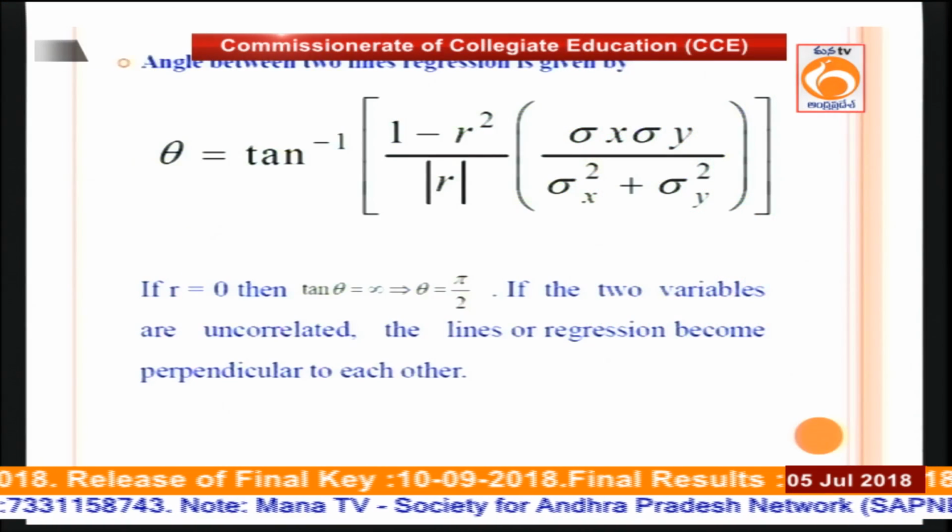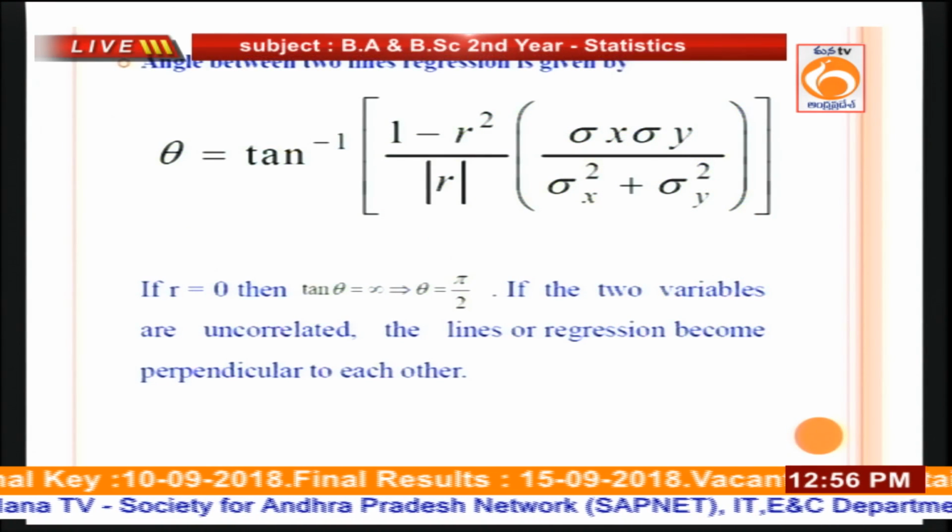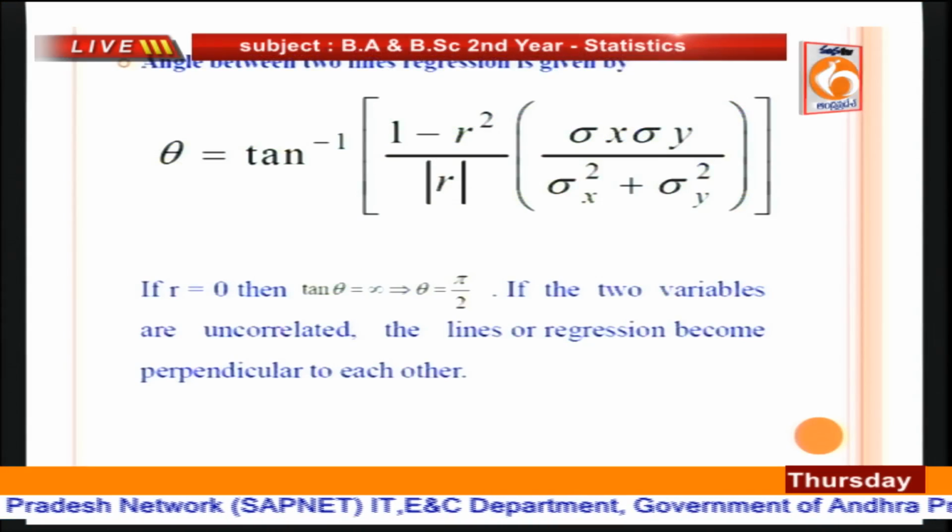Last, the angle between the two regression lines. Here are the two lines, and the angle between them can be acute or obtuse. If r is equal to 0, the two lines become perpendicular to each other. The angle between these two lines is 90 degrees, so tan theta is infinity and theta is pi by 2.